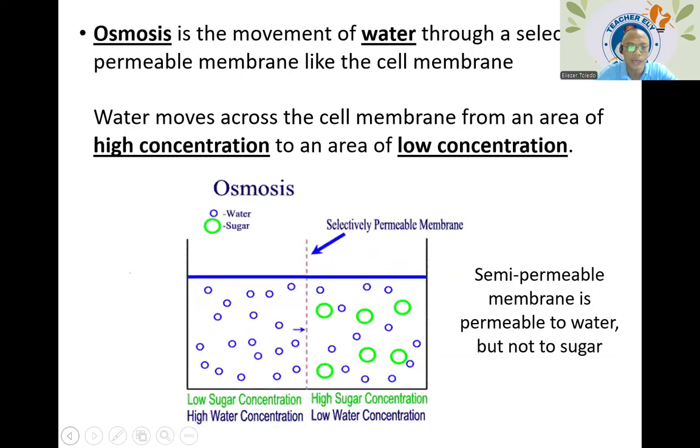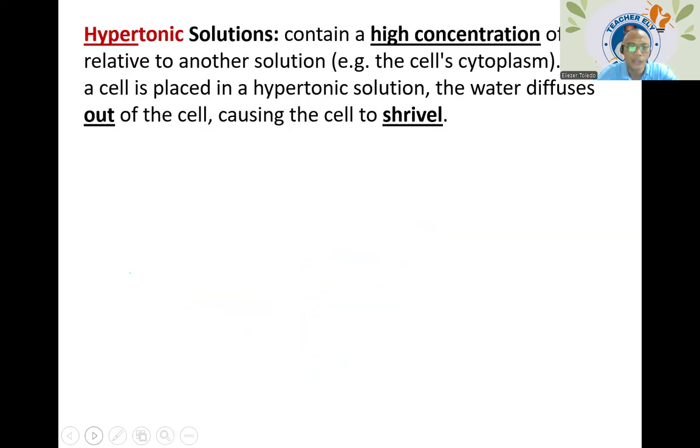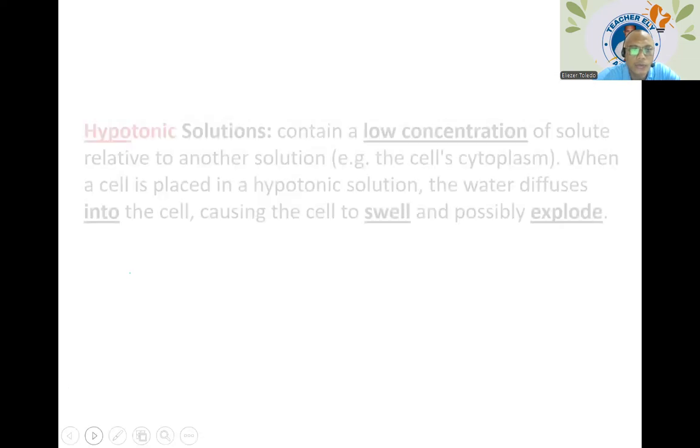Now, going back here, we need to talk about the types of solution. There are three in here. Let's flash it. Hypertonic: high concentration of solute. Let's talk about solution in general. Let's just have salt plus water. If there is so much salt compared to water, what would you call that kind of solution? You call it a hypertonic solution.